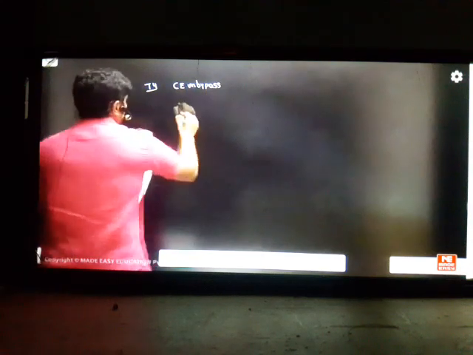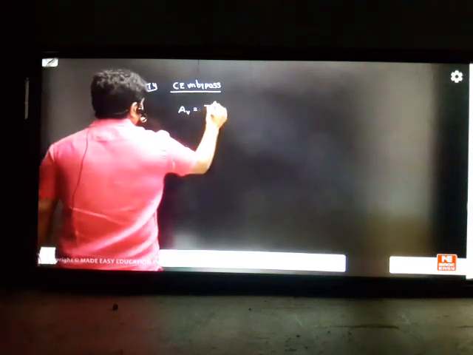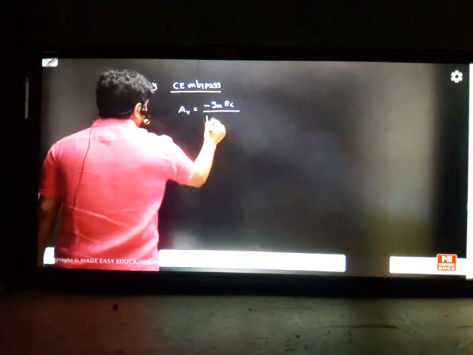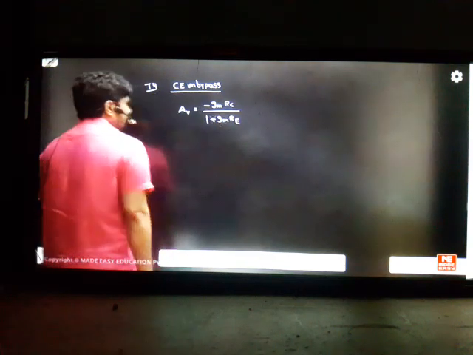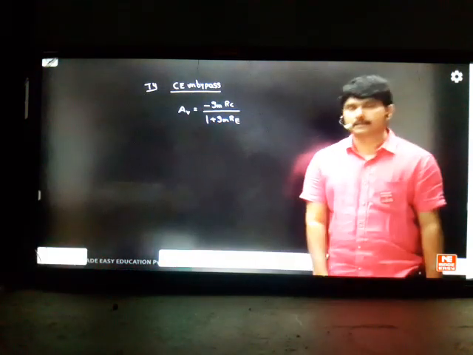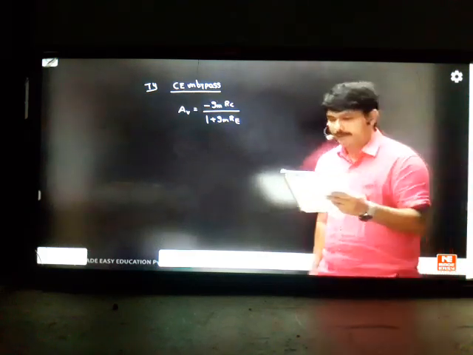For common emitter unbypassed, the formula for the gain is minus Gm times of Rc divided by 1 plus Gm times of Re. Standard formula. Number of times we have done this formula. Minus Gm into Rc by 1 plus Gm into Re. Only thing is Gm is unknown. Everything we know. But he has given in the problem operating current 1 milliampere.